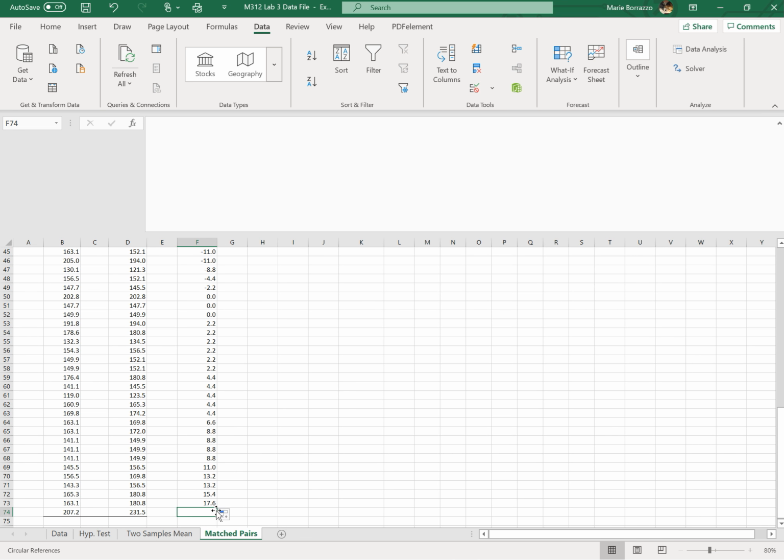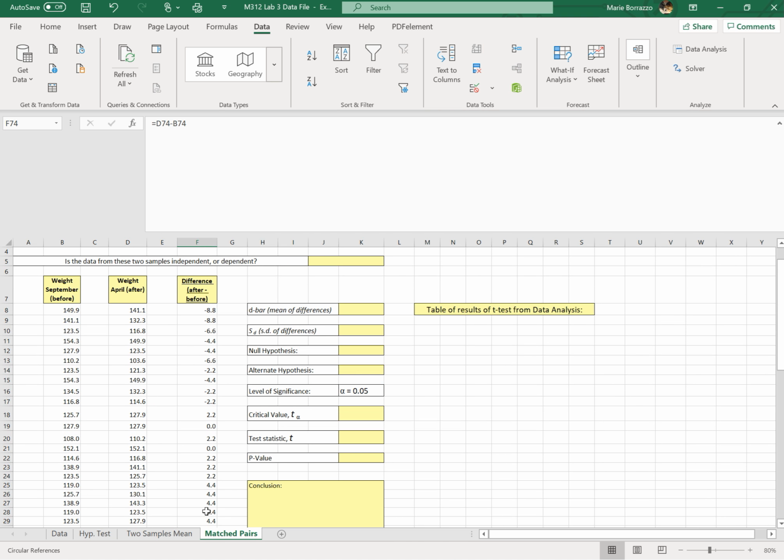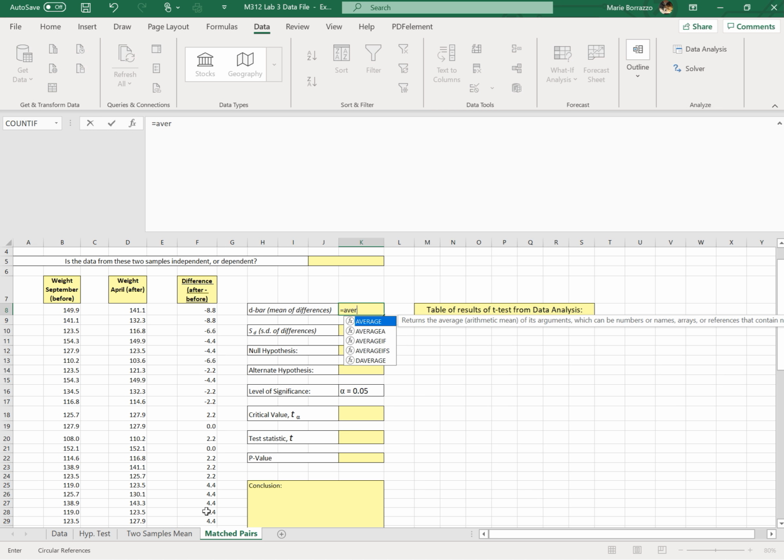I should be subtracting all the way down, probably. Let's see. So this is D73 minus B73, and all of this, there should be the next one, B73. Oh, perfect, B74, all the way down. So now we're looking at, notice the D bar is the mean of the differences. So basically this is going to be equal to the average.